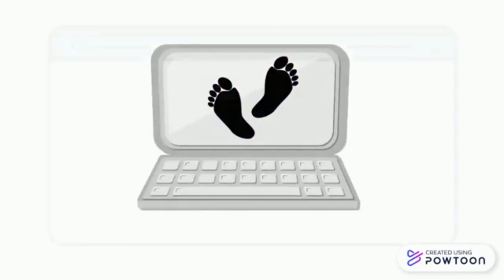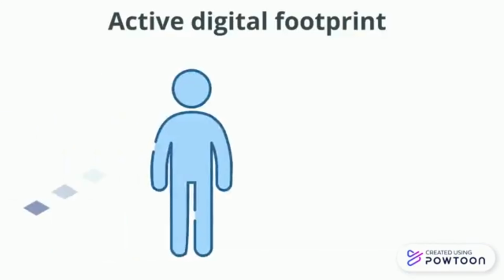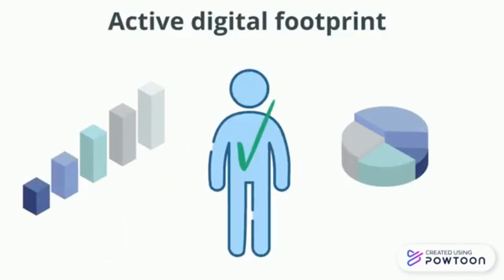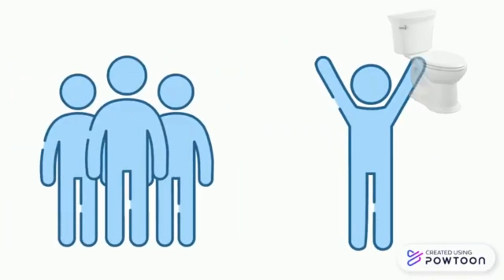When we think about digital footprints, we usually think about the two types, the active digital footprint and the passive digital footprint. An active digital footprint is the information that an individual willingly decides to share with the public. For example, someone posting themselves doing a devious lick so all their friends can see.